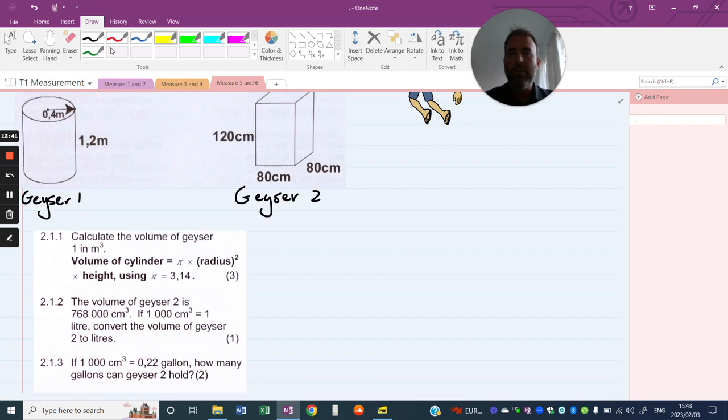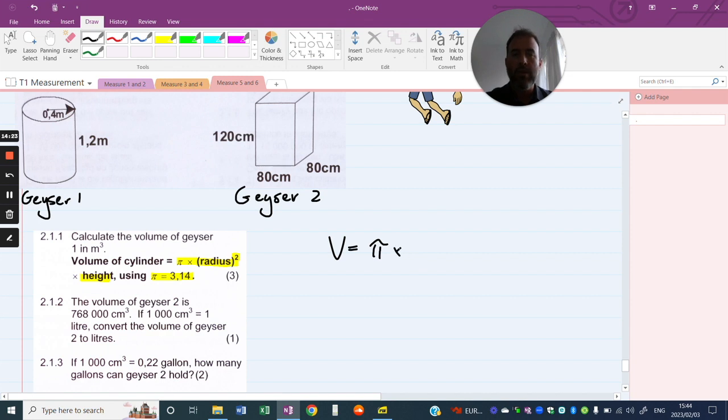Calculate the volume of geyser 1, which is the cylinder over here on the left, and we need to work it out in meters cubed, which is fine because we have meters in our diagram. They give us the formula here. The volume of the cylinder is equal to pi times radius squared times height. Again they ask us to use pi as 3,14. So we will use the formula exactly like they give it, and we'll use pi just as they've given it to us. We'll just sub it into our formula. So V for volume is equal to pi. Now I'm going to start subbing the numbers in straight away. I've shown you the formulas.